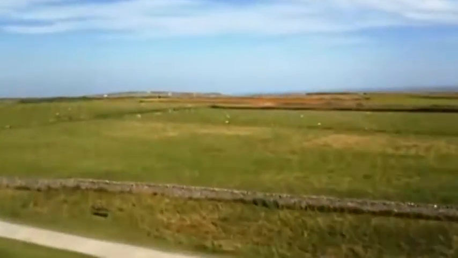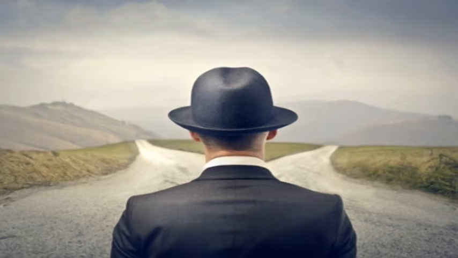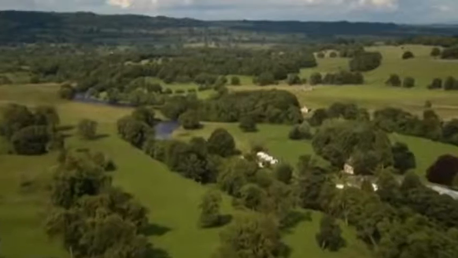The British score of 51 on long-term orientation versus short-term orientation made Hofstede consider its position as undetermined, while the United States scoring 26 apparently belonged to a short-term orientation culture that drives individuals to strive for quick results within the working place.